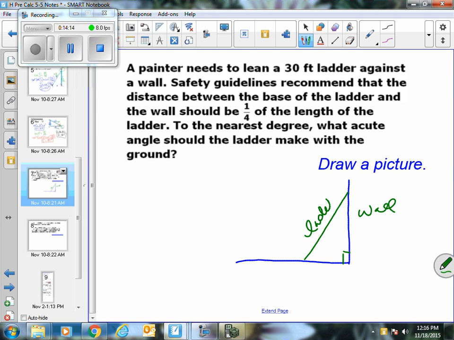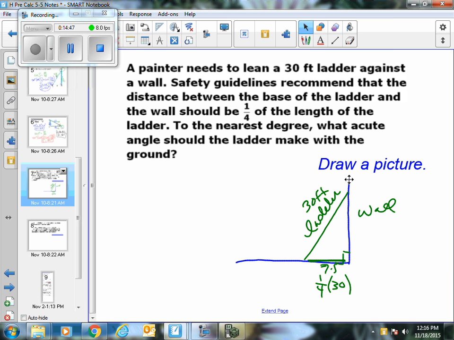Okay. Now, in my picture, it says that for safety reasons, the 30-foot ladder should be a quarter of the distance away from the base of the wall. So however long the ladder is, you only want it to be a quarter of the length of that ladder away. So if the ladder is 30 feet, that means the distance down here they only want to be a quarter of 30 feet. So I need to figure that out first. What is a quarter of that 30 feet? Looks like that would be 7.5. So the bottom would be 7.5.